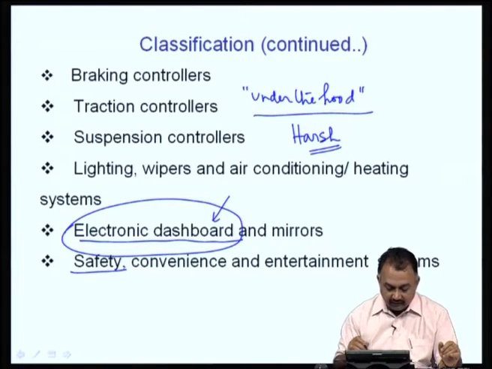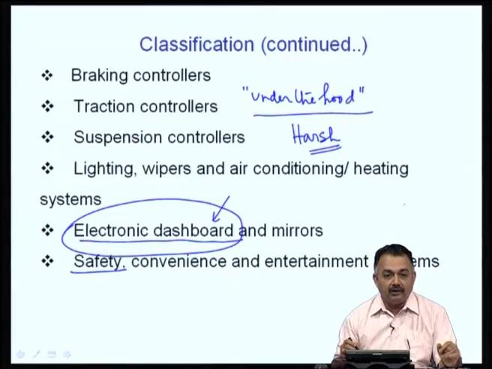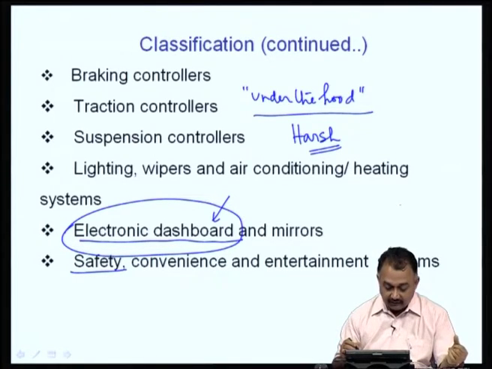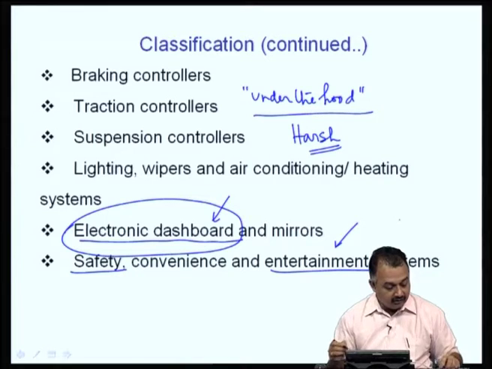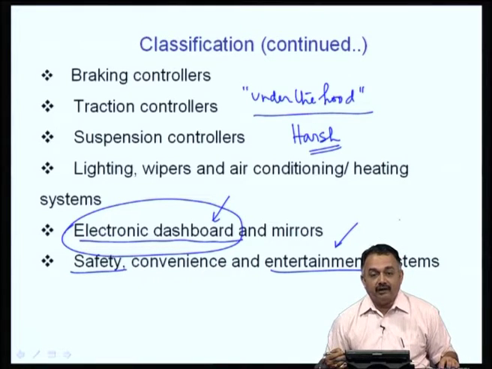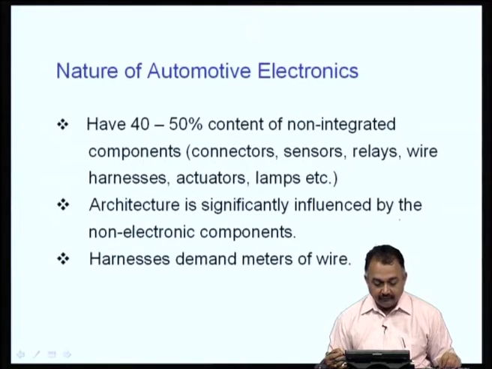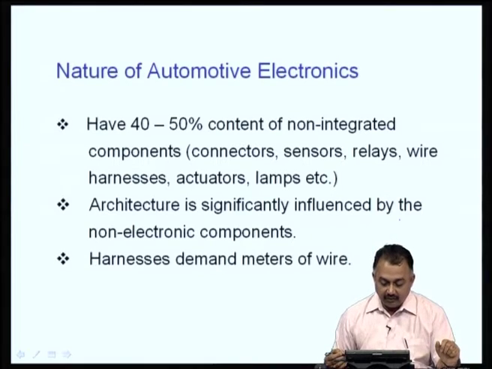Safety electronics, that means safety devices need to be monitored and they should function reliably when such a situation arises. Convenience and entertainment systems, these are all very required categories of applications in automobiles. What is the nature of automotive electronics?